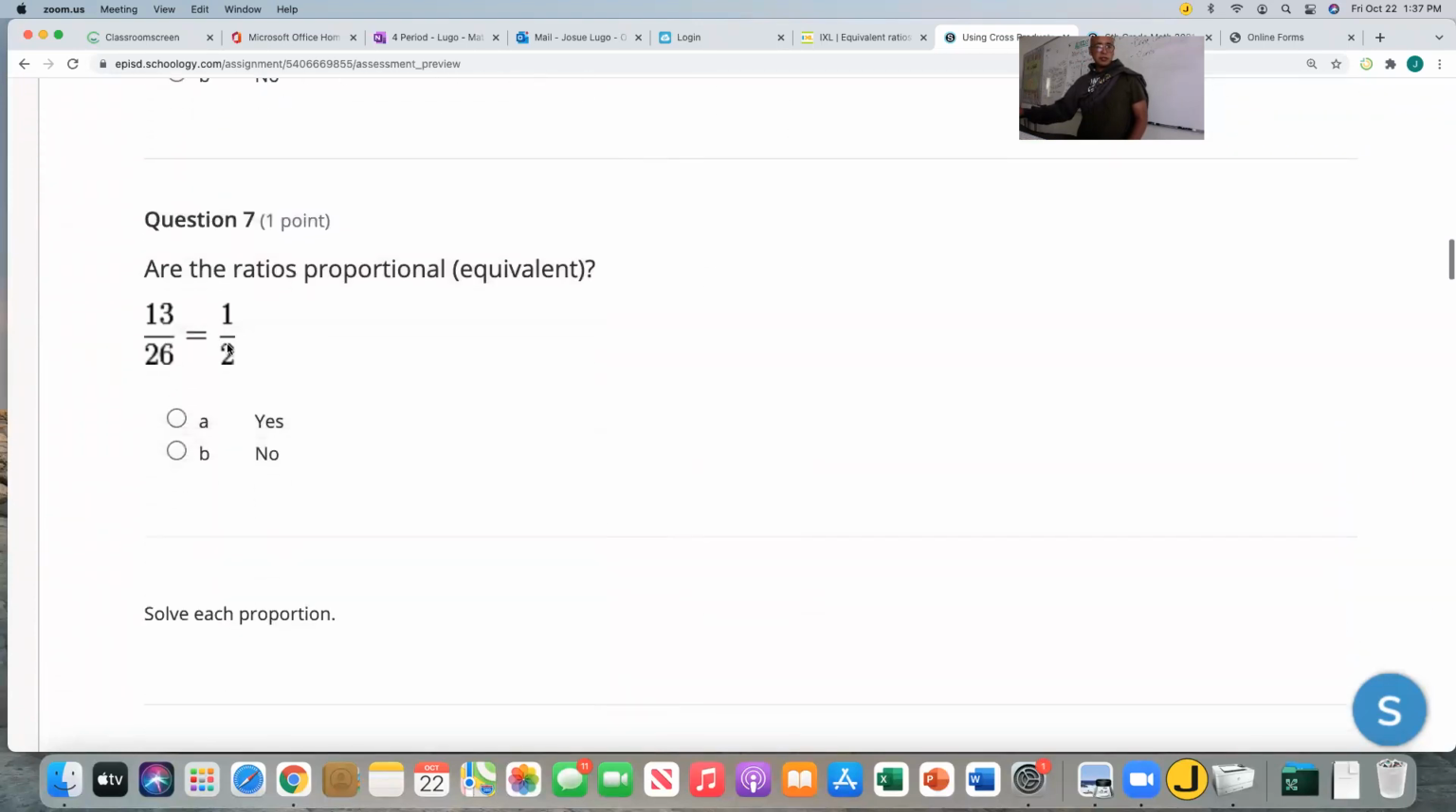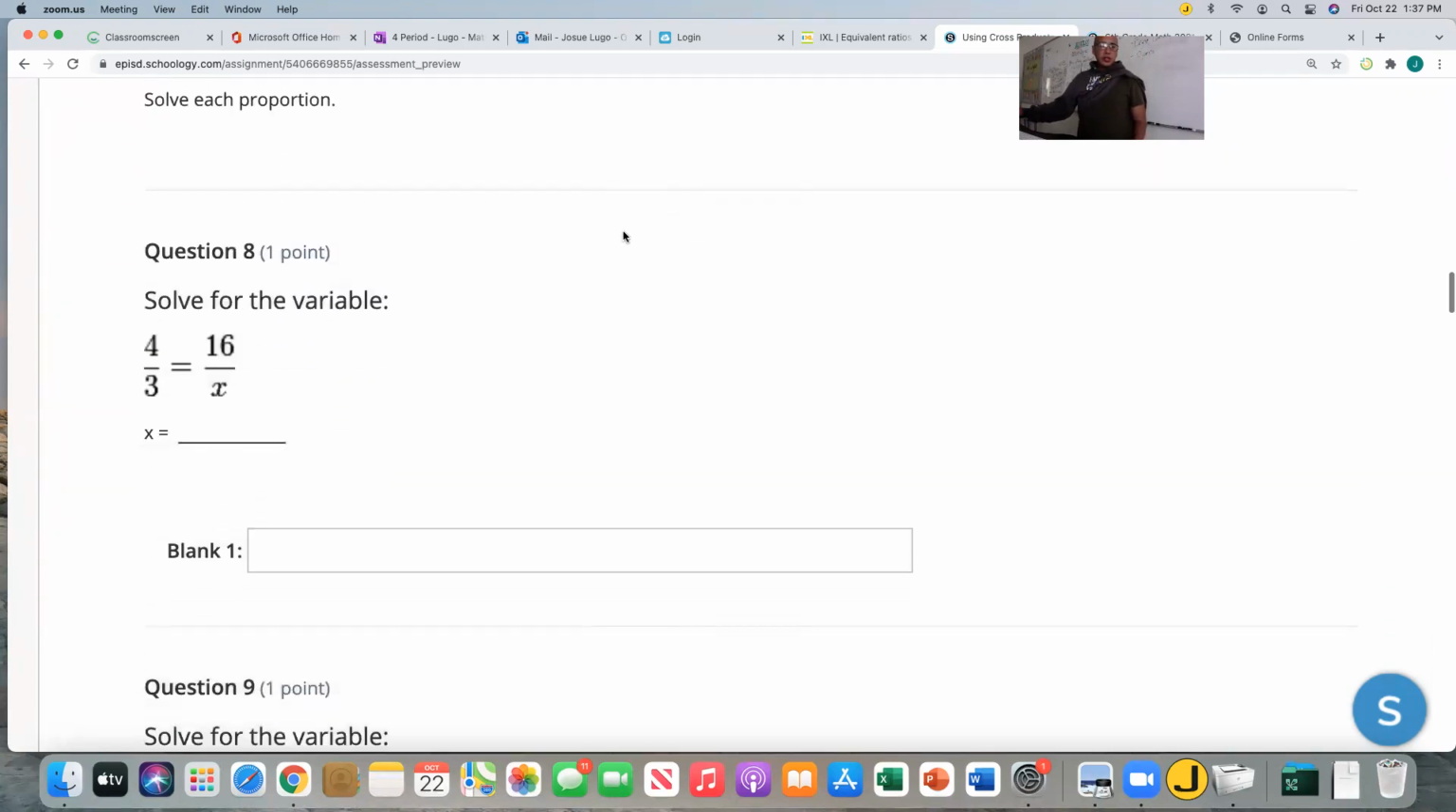7. Number 7, same thing. Are they equivalent? Well, 26 times 1 is 26. 2 times 13 is 26. Oh, look, these two are the same thing. Therefore, yes, these are equivalent. Anytime you have 2 fractions, you can always check to see that they are equivalent by simply cross multiplying. Awesome. All right, moving on to number 8.